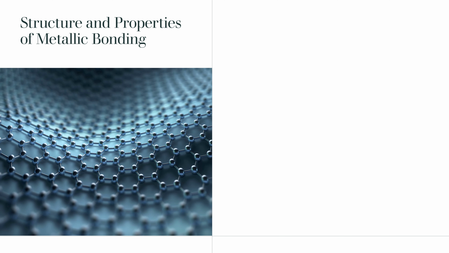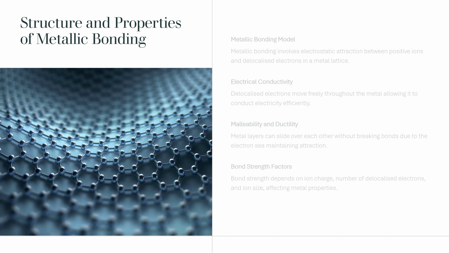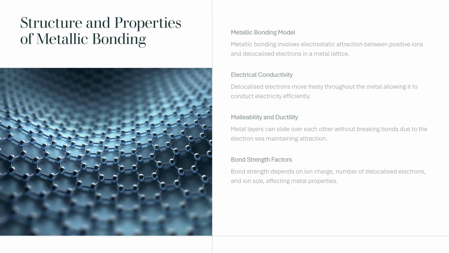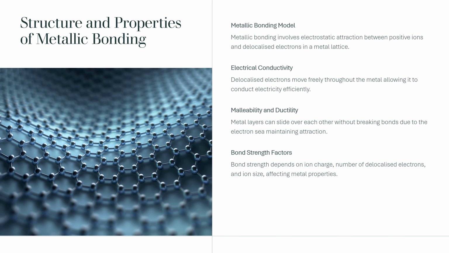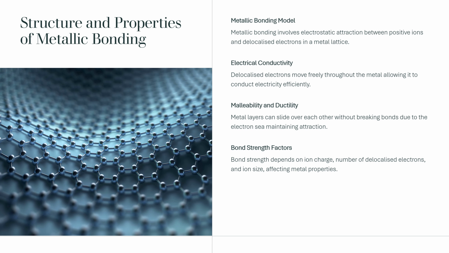Metallic bonding is the attraction between positive metal ions and a sea of delocalized electrons. These mobile electrons hold the lattice together and explain why metals are good conductors of heat and electricity. Metallic bonding is defined as the electrostatic attraction between a lattice of positive metal ions and a sea of delocalized electrons. In metals, outer shell electrons are delocalized and free to move throughout the structure, while the positive ions remain in fixed positions. Metals conduct electricity because the delocalized electrons can move and carry charge. They are malleable and ductile because layers of ions can slide over each other without breaking the metallic bond, as the attraction between ions and electrons remains.